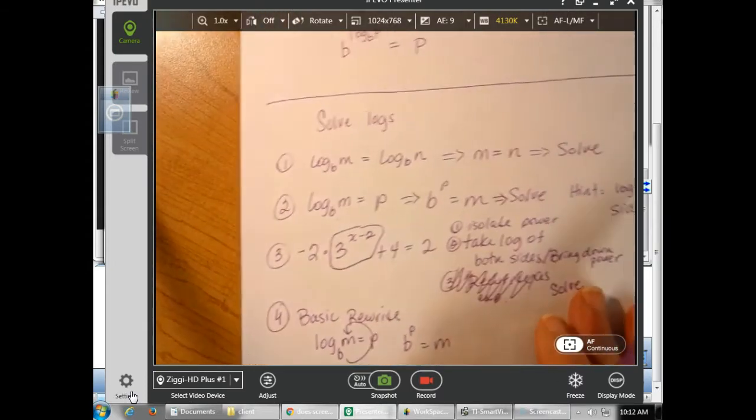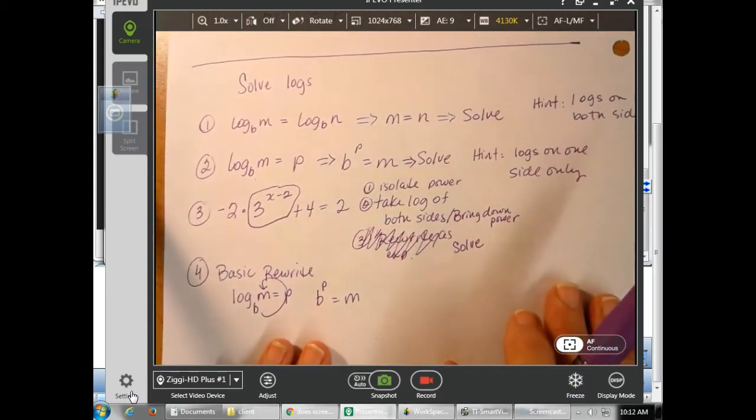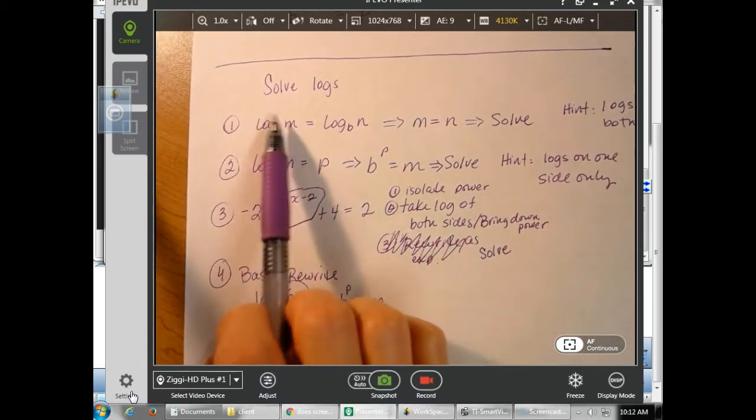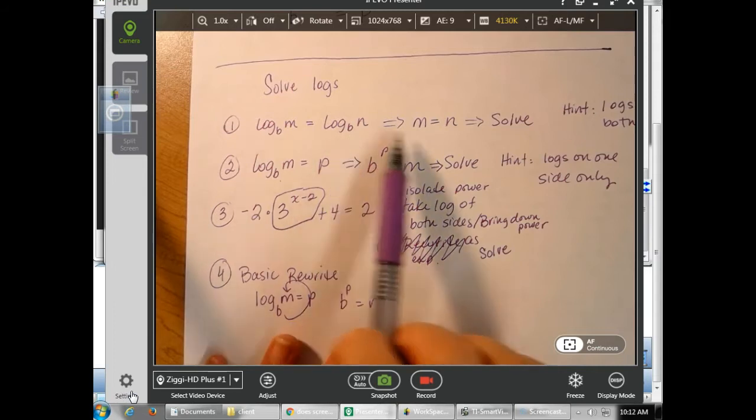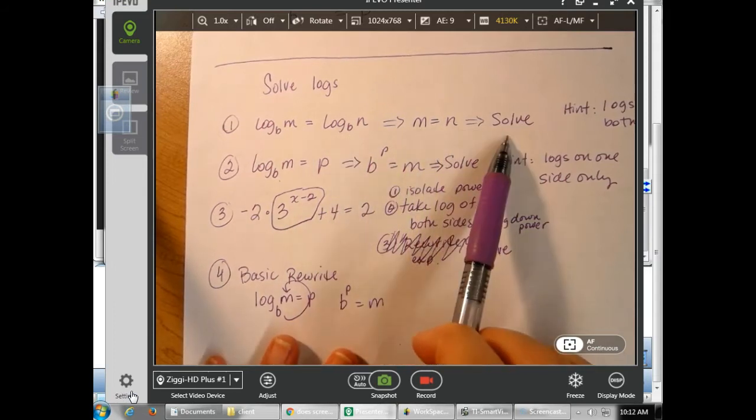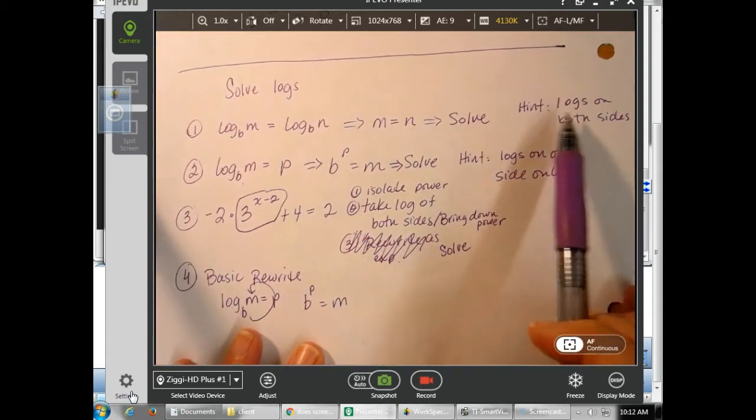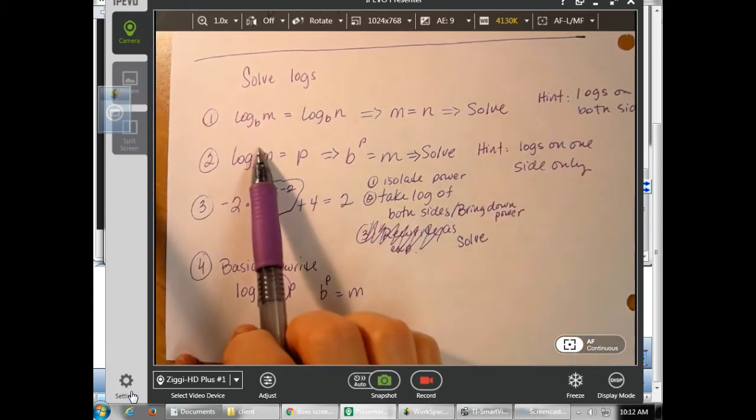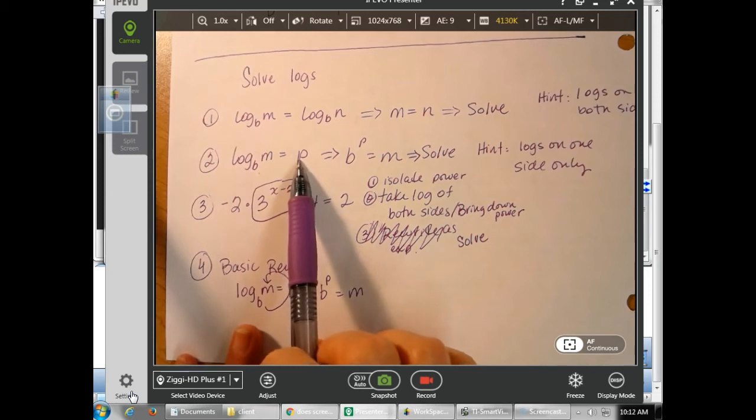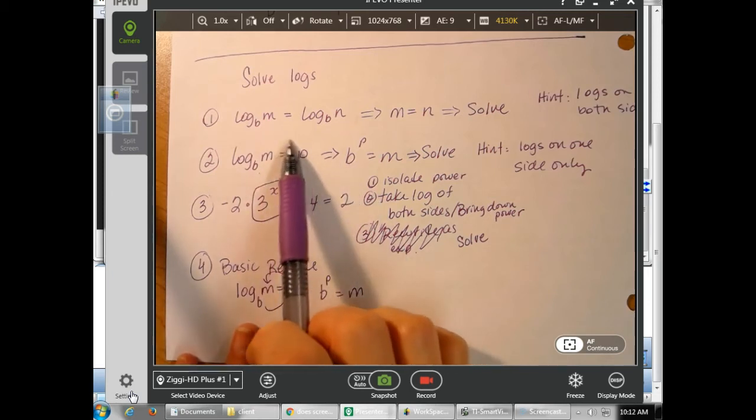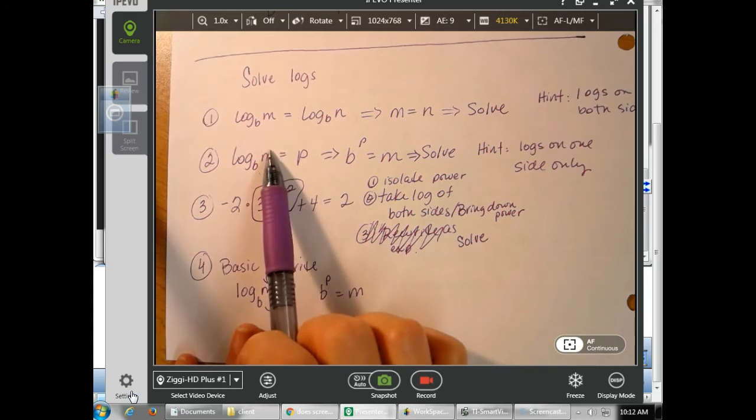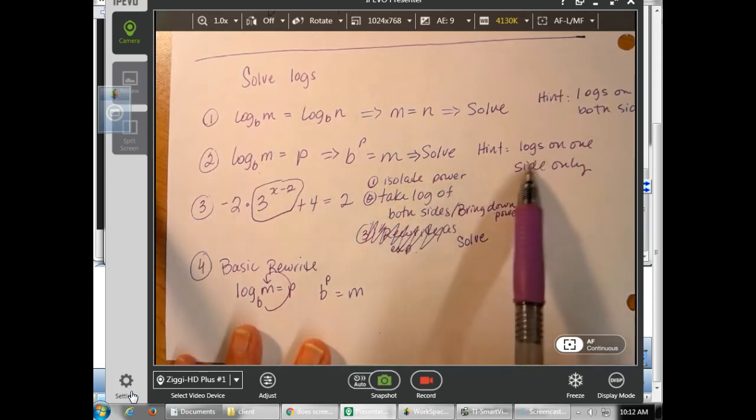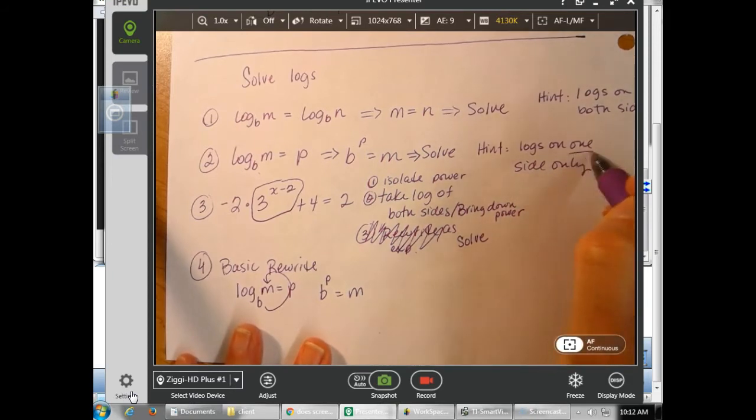When you are solving logs, there are 4 concept areas. The first thing is, if you can get it down and condense it to a log equal to a log with the same base, you can simply say m is equal to n and solve. The hint for that is you have logs on both sides. The second area is if you can get it down to a log equal to a number, you rewrite it by looping around, b to the power of p is equal to m, and then from there you solve. The hint for that one is logs on one side only.